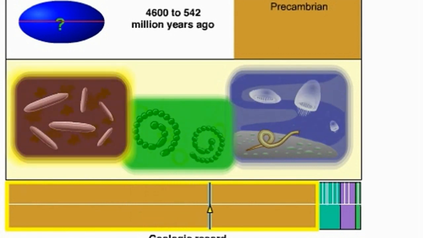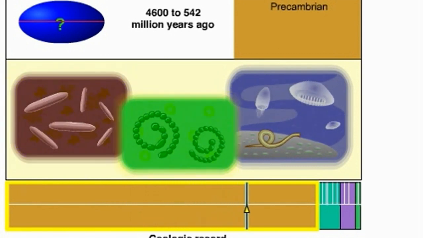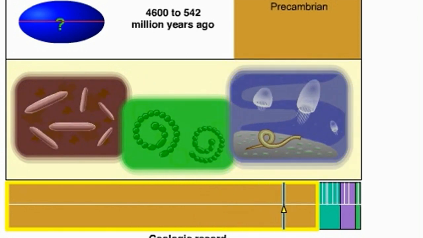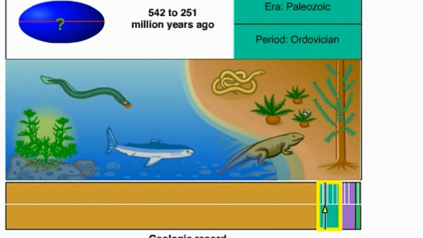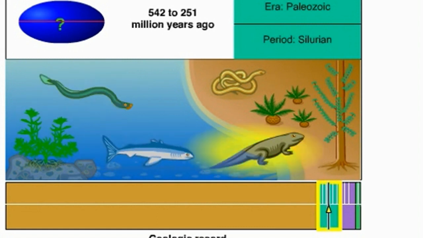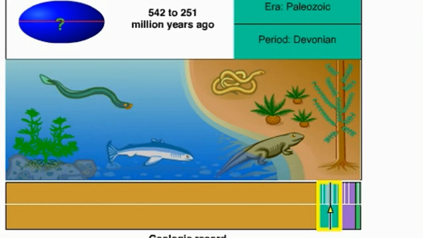The first prokaryotic cells and cyanobacteria appeared, as well as the first animals. The beginning of the Paleozoic era, 542 million years ago, marked the origin of most modern animal phyla. The first plants, jawless fish, bony fish, and amphibians evolved. Amphibians became the dominant vertebrate life form, while the first reptiles and seed plants appeared.